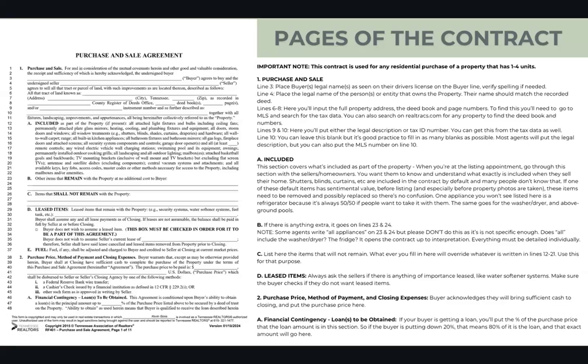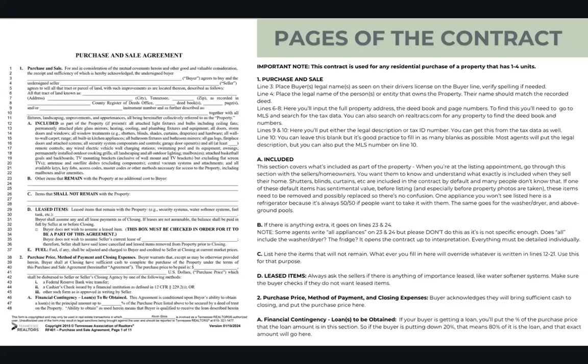A covers the included items. So this section is going to cover what's included as part of the property sale. When you're at the listing appointment, you want to go through this section with the sellers. You want them to know and understand what exactly is included when they sell their home. Shutters, blinds, curtains, etc. are included in the contract by default, and many people don't know that. If one of these default items has sentimental value, before listing, and especially before the property photos are taken, these items need to be removed and possibly replaced so there's no confusion.